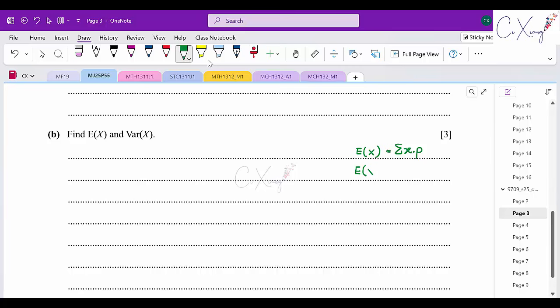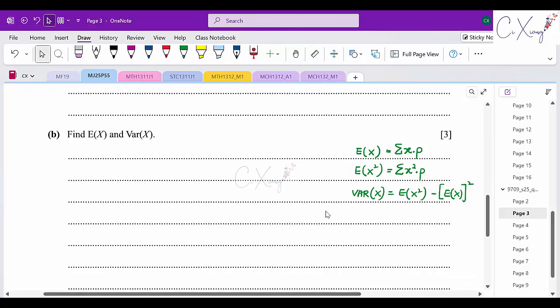After that, I will usually tell the students, if you can, try to find E(x squared) first. What's the meaning of E(x squared)? That means you take the x squared multiplied with the probability and add them together. So that's E(x squared). After that, only then you figure out the variance of x. The formula for the variance of x is E(x squared) minus the mean squared. Okay, and we are going to apply it now.